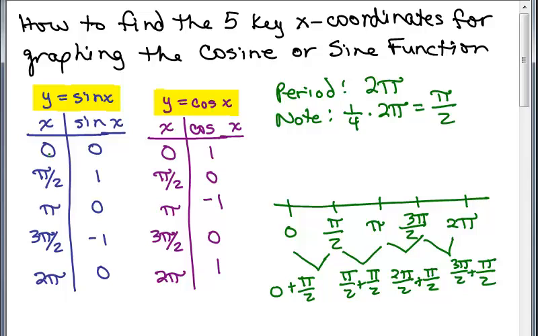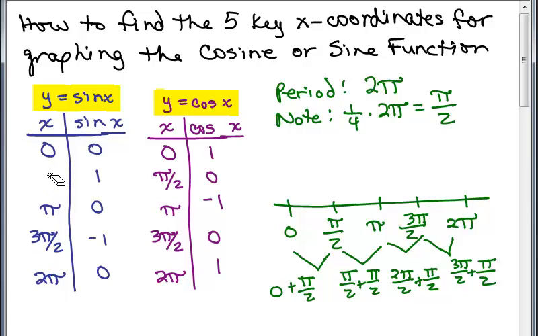If we know where we're starting, in the case of y equals sine of x and y equals cosine of x, we're starting at 0. We start with our first x-coordinate. We figure out the period, take 1/4 of the period, which is pi over 2, and add that to the first coordinate. So we start at 0. For both sine of x and cosine of x, start at 0 for your first x-coordinate, add pi over 2, add pi over 2 again, add pi over 2 again, and add pi over 2 again.